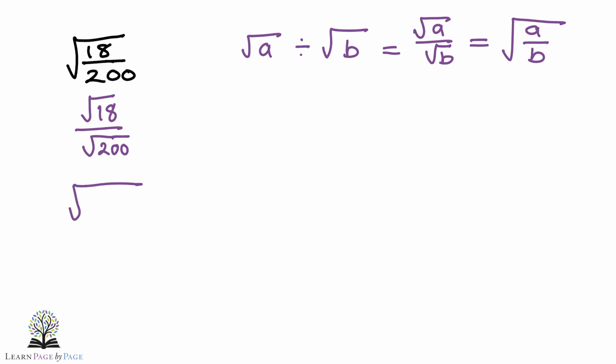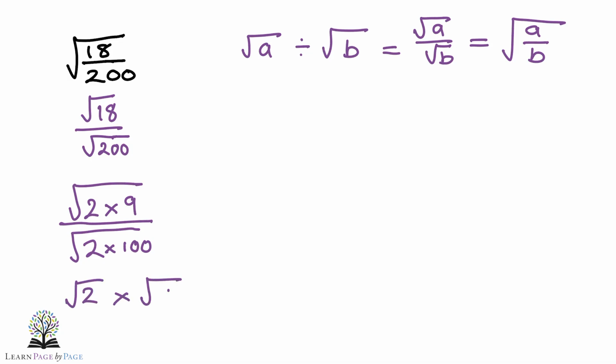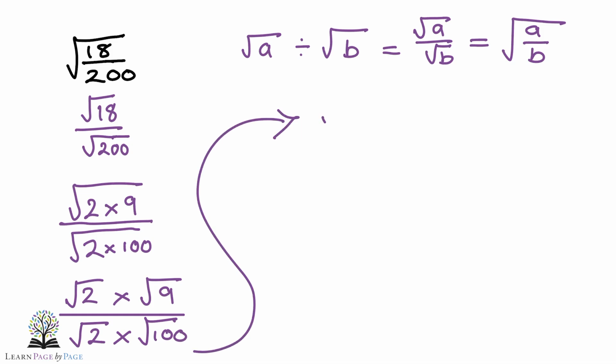So if we do root 18 split into two factors, one of them being a squared term, that would be 2 multiplied by 9. And the denominator, that's going to be 2 times 100, isn't it? 2 multiplied by 100. And then we can go on to split those down into two separate square roots. So we have root 2 multiplied by root 9. And then our denominator, root 2 multiplied by root 100. And then let's take that there. That gives us root 2.